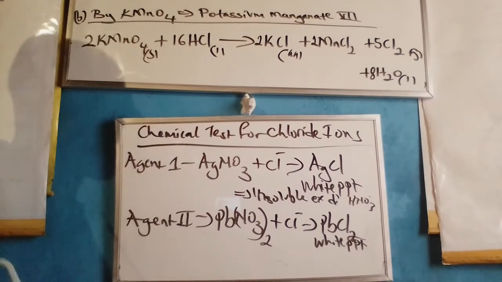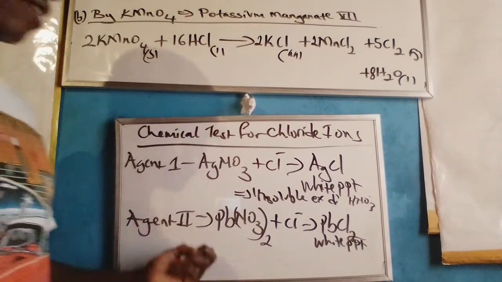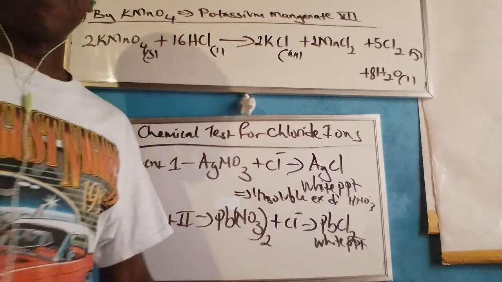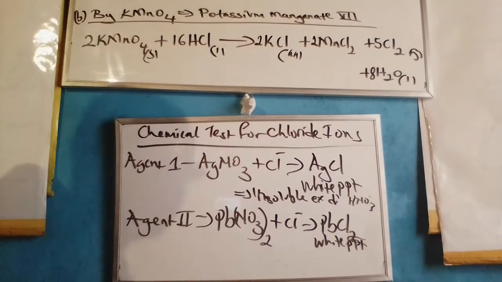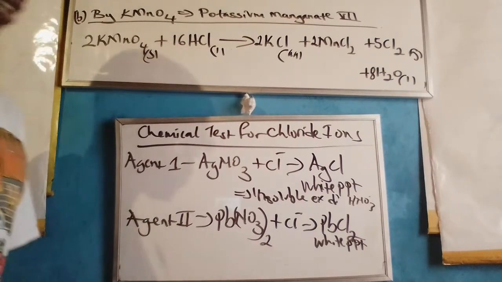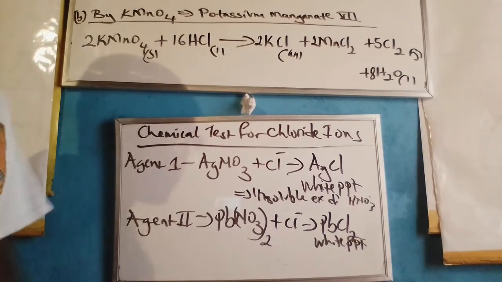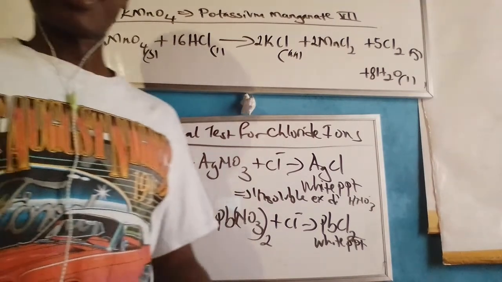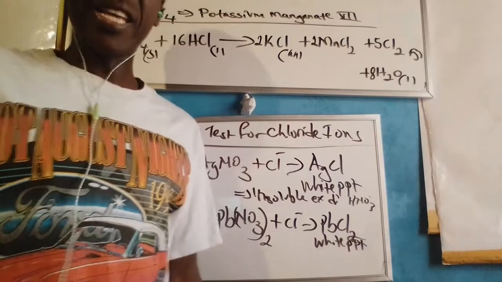Therefore, we can say that when you test chlorides using silver nitrate, you do not require heating. It will form a white precipitate, and the white precipitate will not be soluble in excess acid. When you use lead nitrate, however, to test for chloride, it will form a white precipitate which is insoluble when unheated, but soluble in excess dilute acid when heated.